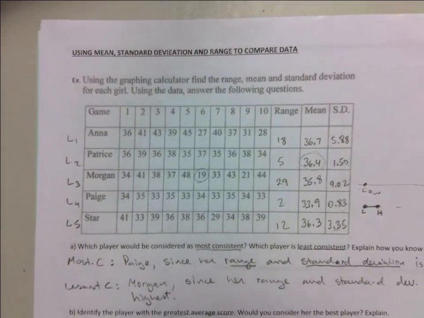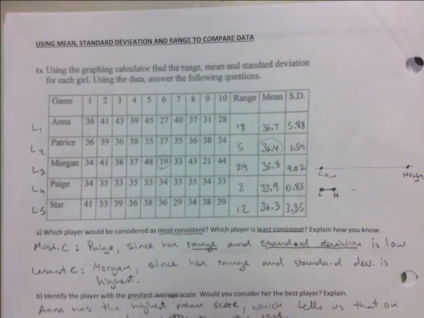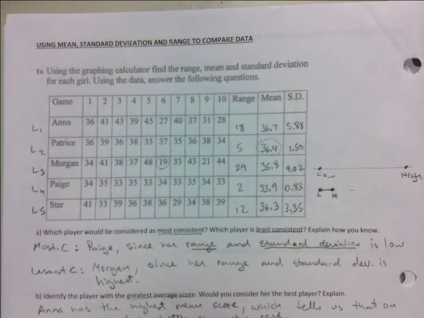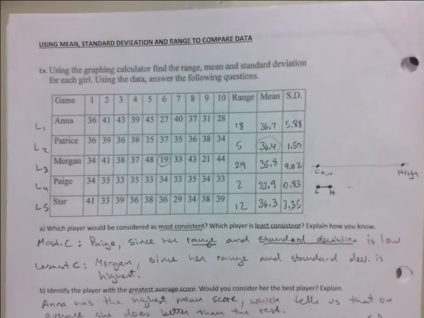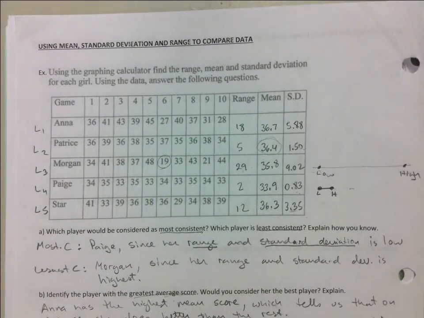All right. The main point I want you to get out of this activity is that as a coach, you're looking for the player that scores the highest in terms of points, but has the lowest standard deviation. That is your best combination. Try to find a player that scores high and has the lowest standard deviation. That's the best combo you can have. So that's what I will ultimately be looking for here.